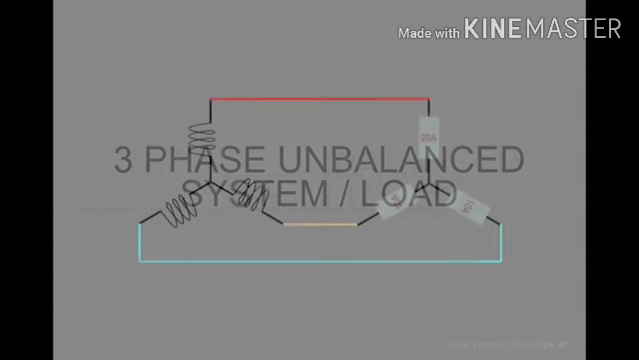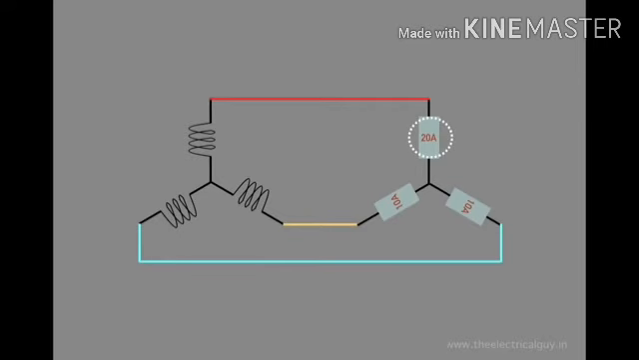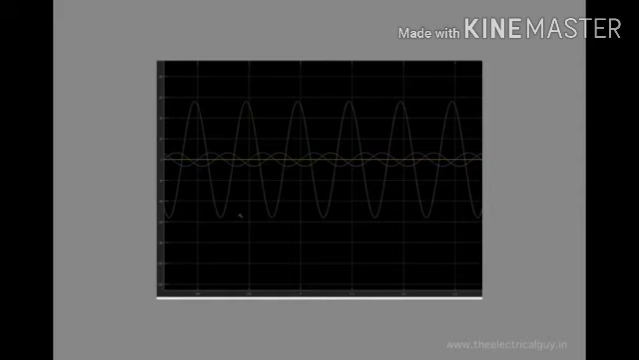Now let's increase the load on one of the phases of our system. As we have increased the load on one phase, it will draw more current than the other two phases. And this will create imbalance in the system. And here you will need the neutral conductor. The waveform is now disturbed in terms of magnitude and phase shift. This will further cause power loss in the system.